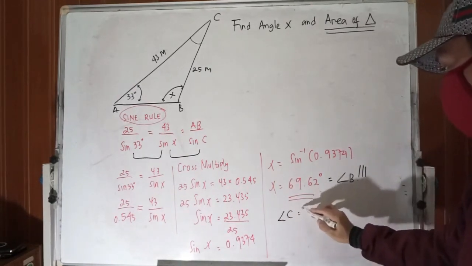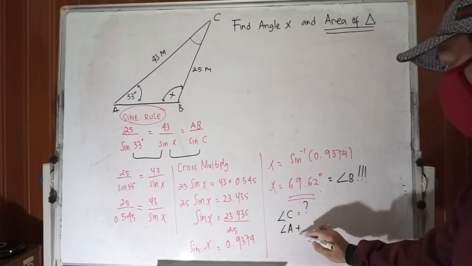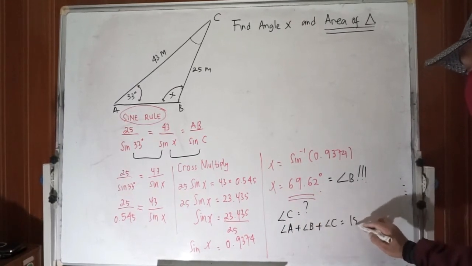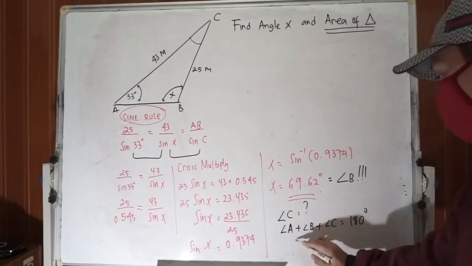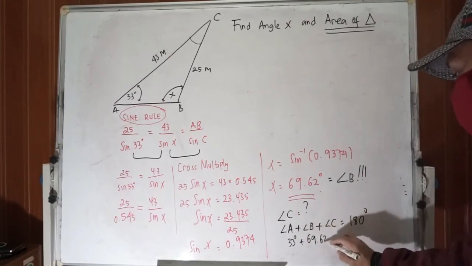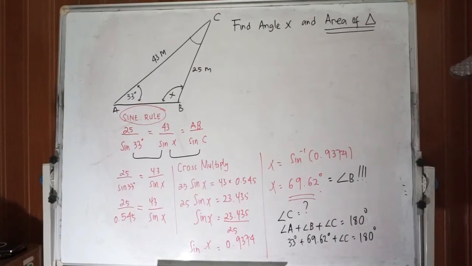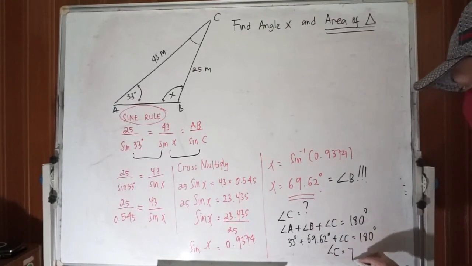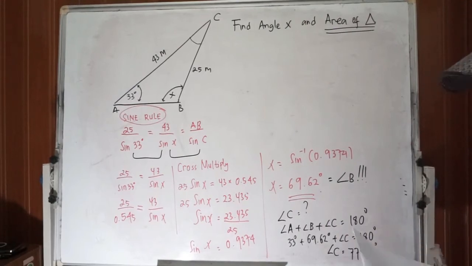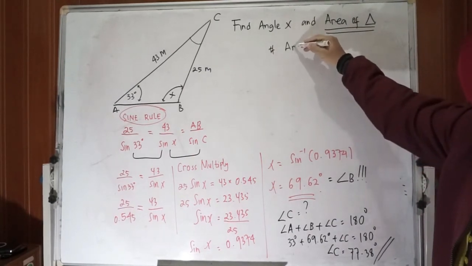So angle C, question mark. You know the angles in one triangle add up to 180 degrees. So angle A plus angle B plus angle C equals 180 degrees. You know this one, right? Angle A is 33 degrees. Angle B is angle X, 69.62 degrees, plus angle C equals 180 degrees. By using the calculator, angle C equals 77.38 degrees. So we got angle C, right? Okay, students, now we're going to find the area of the triangle.